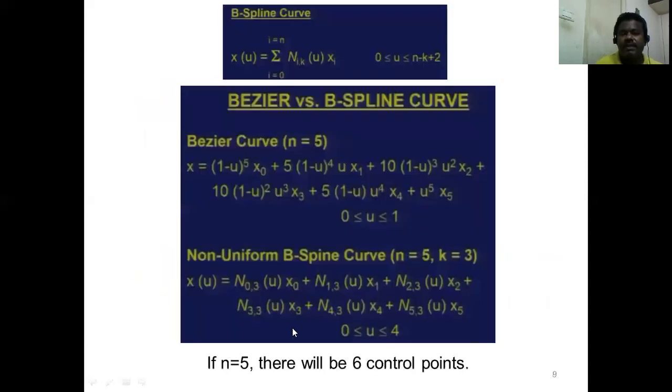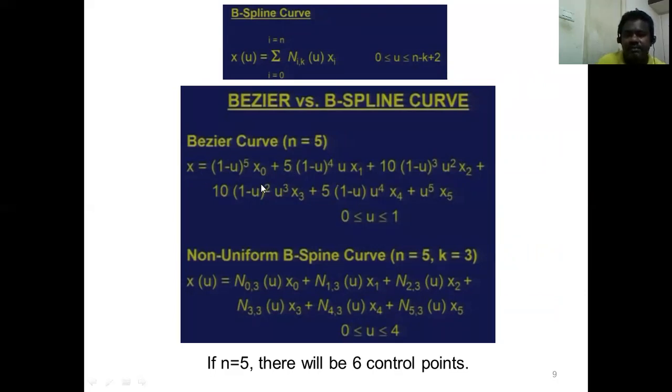Okay, so the B-spline expression is given in the first slide. Sorry, this is the B-spline curve expression that I have given in the earlier slide. This is Bezier versus B-spline curve. This one we are very familiar with. If the order of the Bezier curve is 5, then you have to write the expression like this: x0, x1, x2. These are all the control points. How many control points there are, accordingly, you have to mention it. And this expression we have seen by using the Bernstein expression. We can write the Pascal triangle. This coefficient can be calculated. So this can be written.